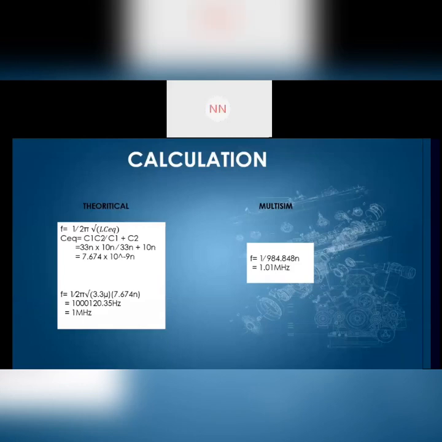Next, for the calculation of the theoretical frequency, f is 1 over 2 pi root LC. The total C is 7.674 nano, and the theoretical frequency is 1 megahertz. For the Multisim, frequency is 1 over T, and 1 over 984.848 nano. So the total frequency is 1.01 megahertz.